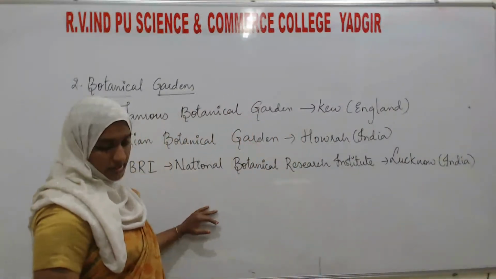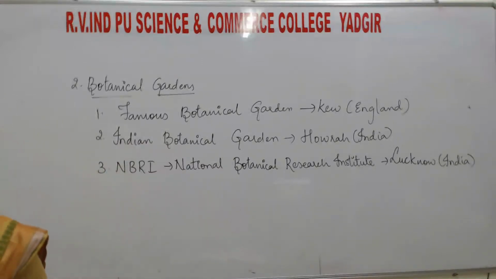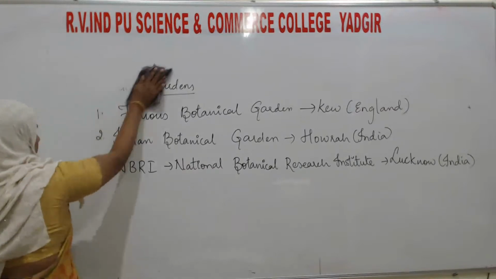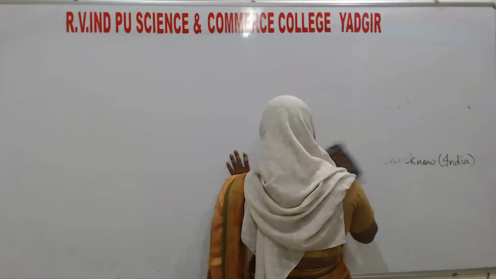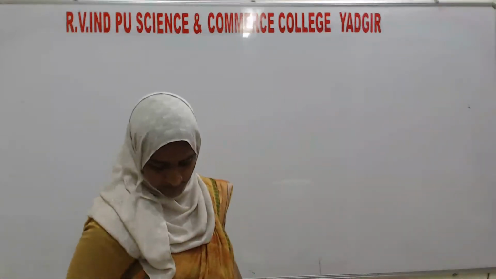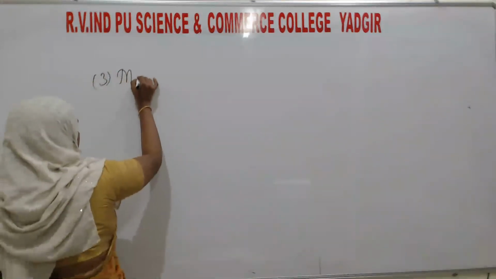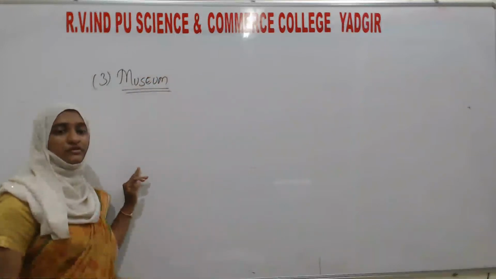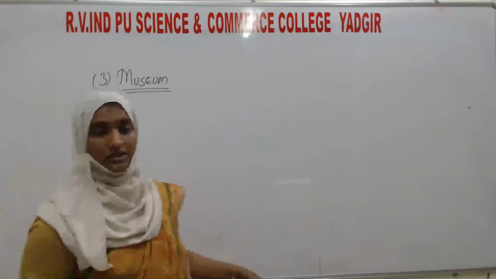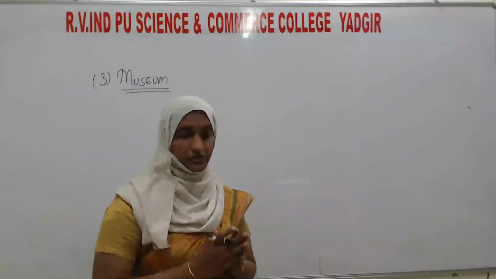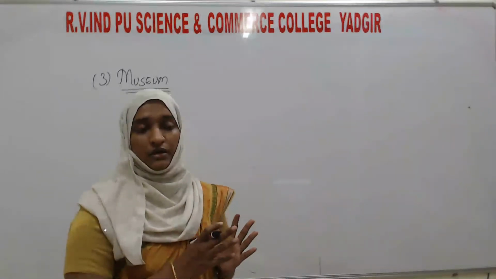So this is about the botanical gardens. Next we will go to the third taxonomical aid, that is the museum. As you know, museums are set up in educational institutes such as schools or colleges. You are familiar with the term museum. They are generally set up there to get knowledge or information about living organisms.